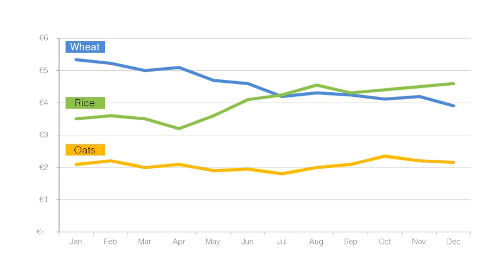Wheat has gone down, rice up, and oats have stayed more or less the same. Simple. If you wanted a little more accuracy in terms of price, you could even include a start and finish price for each product. But this wouldn't be strictly necessary.